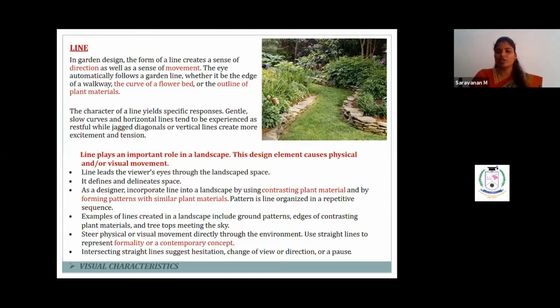As a designer, we incorporate line into the landscape by using contrasting plant material and by forming patterns with similar plant materials. Pattern is line organized in repetitive sequences. For example, lines are created in a landscape by ground patterns, edges of contrasting plant materials, and tree tops meeting the sky. Intersecting lines suggest hesitation, change of view, or direction. So this is what a line means.